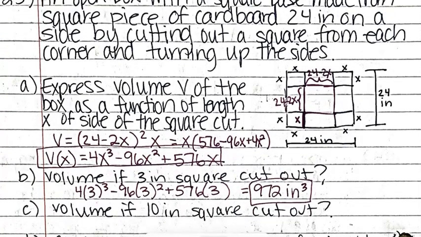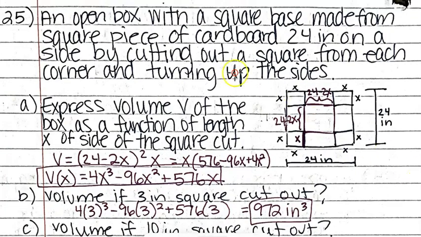Last one, very similar. Again, I'm only going to show you this first part. Open box with a square base made from a square piece of cardboard 24 inches on a side by cutting out a square from each corner and turning up the sides. So if all of these little squares are x by x, that means all the dimensions are x.